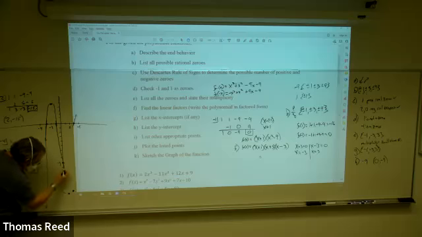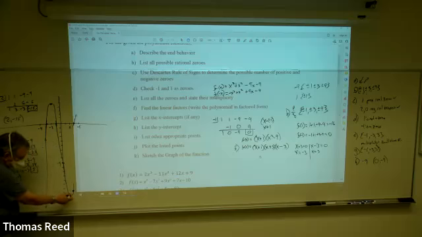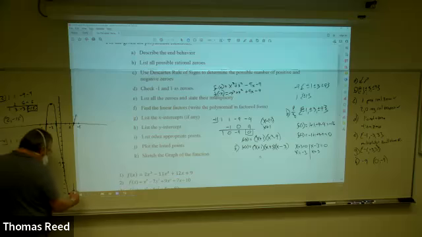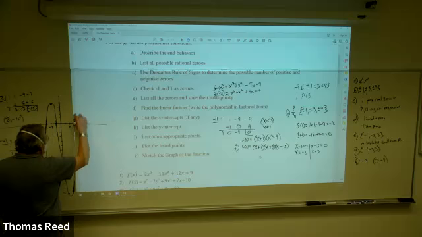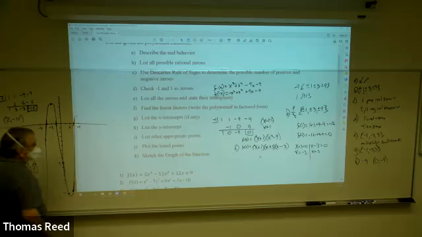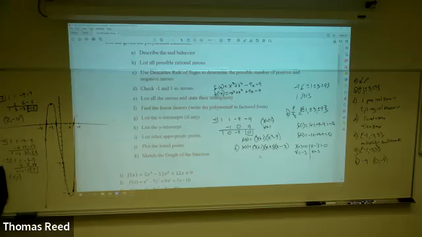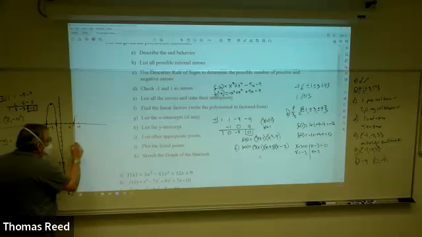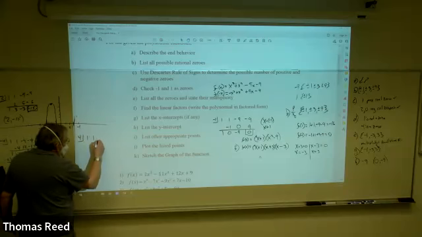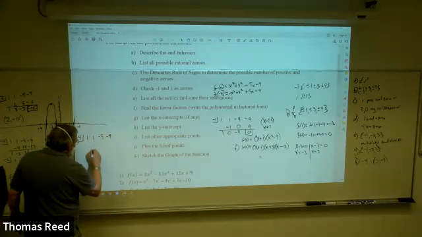So the local minimum is closer to the 1 than it is to the 2, and then it's gonna come up like this. And I'll be lucky if 4 is on the graph. So we're gonna put 4 in. And that's gonna be 4, 1, 1, -9, -9.